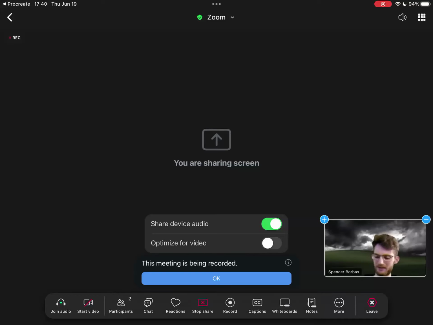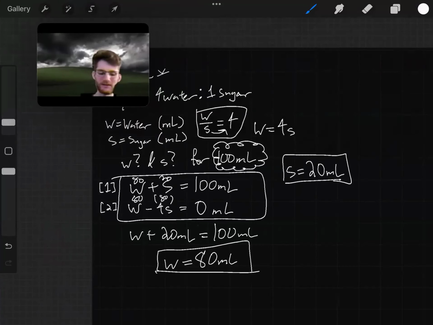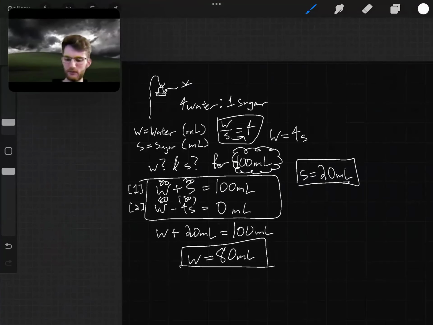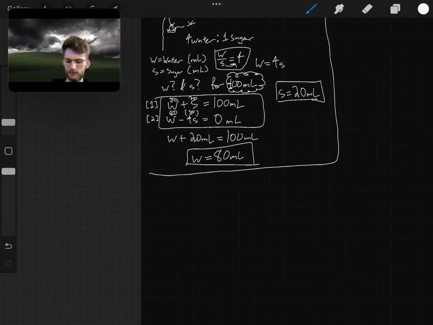Sorry, I put my head over the eraser icon, which means I accidentally opened Zoom. All right, let's go to another problem. This time I won't immediately solve it with substitution.